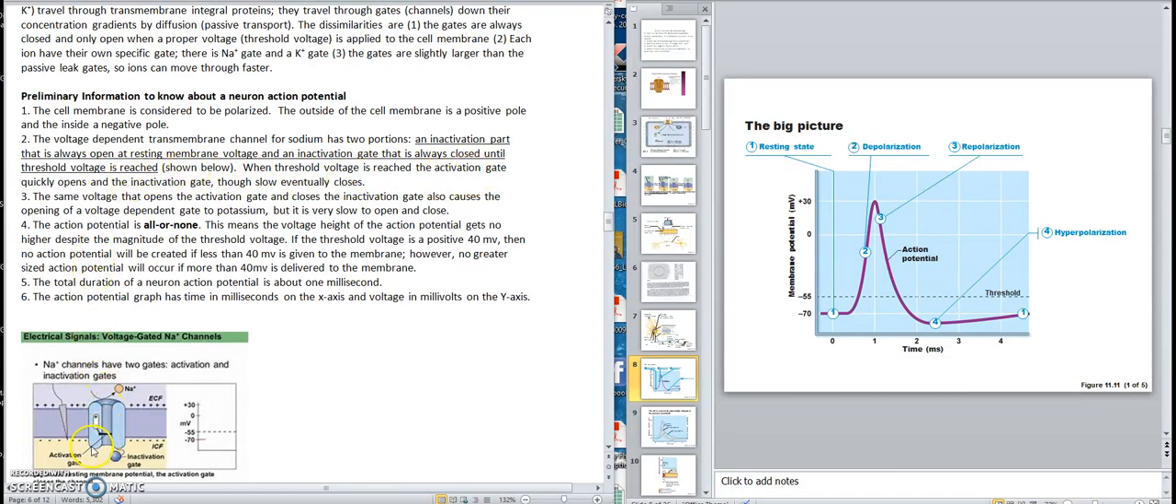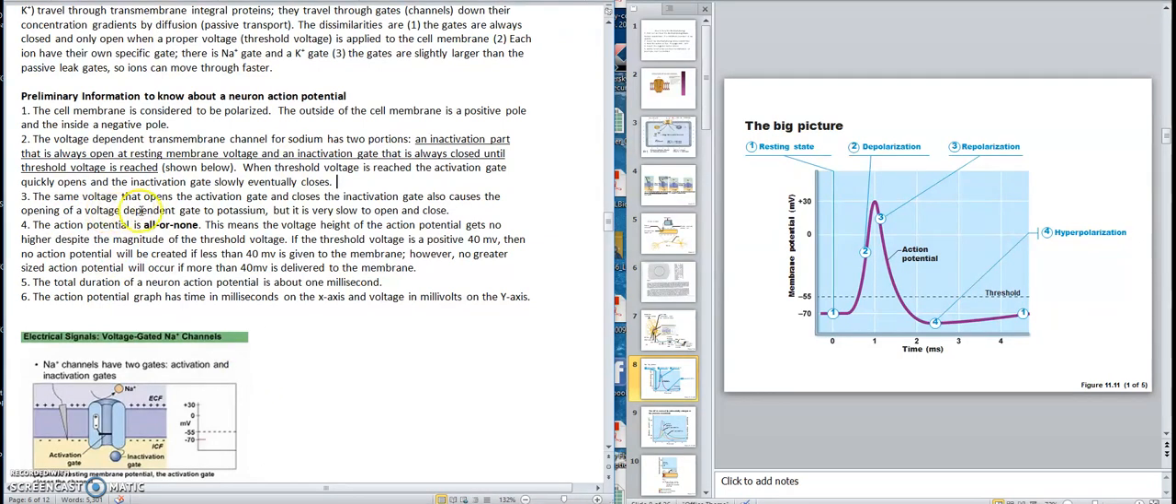This is going to pop open. And the inactivation gate slowly eventually closes. So when threshold is reached, the activation gate quickly opens and the inactivation gate slowly eventually closes. I'm going to word that a little differently. I'm going to say slowly eventually closes. Like I say, I'm editing this as we do it. Slowly eventually closes. I like that better. Okay? All right.